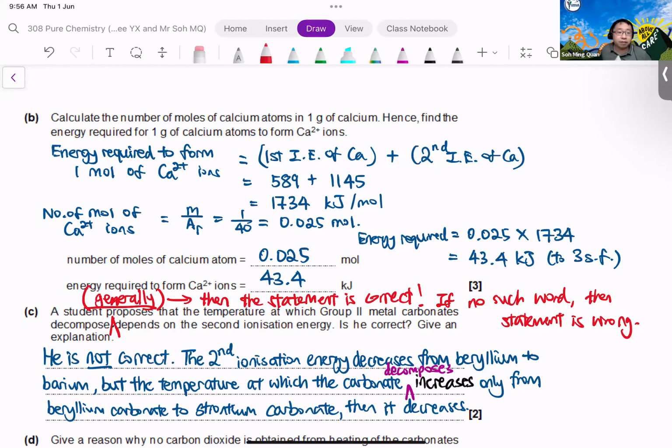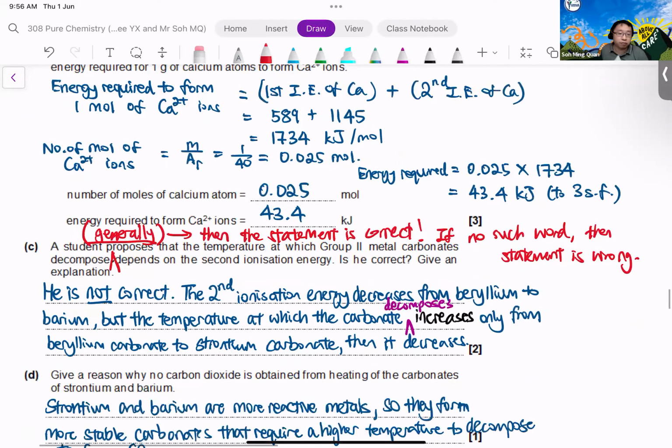Now, and with that, I think part D is not difficult. We just went through that. Why no carbon dioxide is obtained from heating strontium and barium carbonate. We went through that already. All right. Now, moving on to part E.